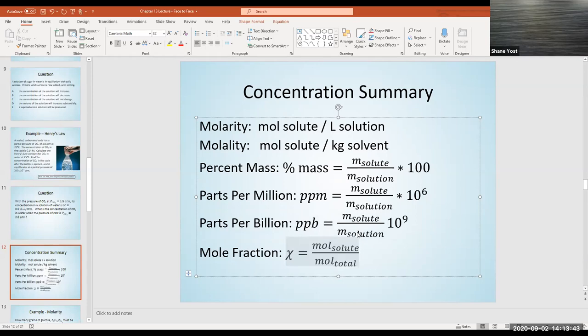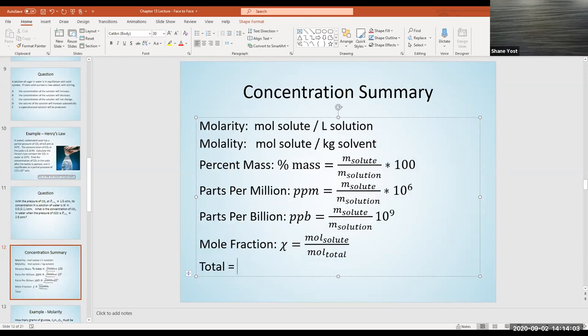Here I'll use total because often we'll talk about mole fractions with gases and other things like that, not necessarily just a solution where we talk about solute and solvent. But again, the total moles are the moles in the solution. I can just write solution, which equals solute plus solvent. Total stuff is the solution, and that's the solute plus the solvent, okay?